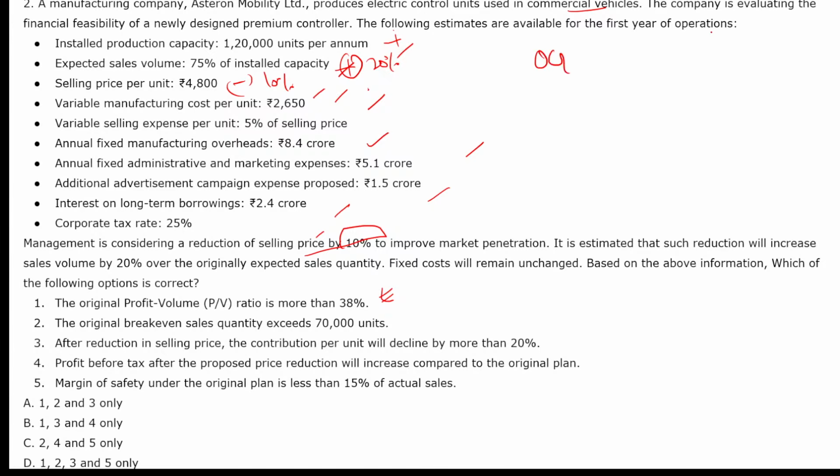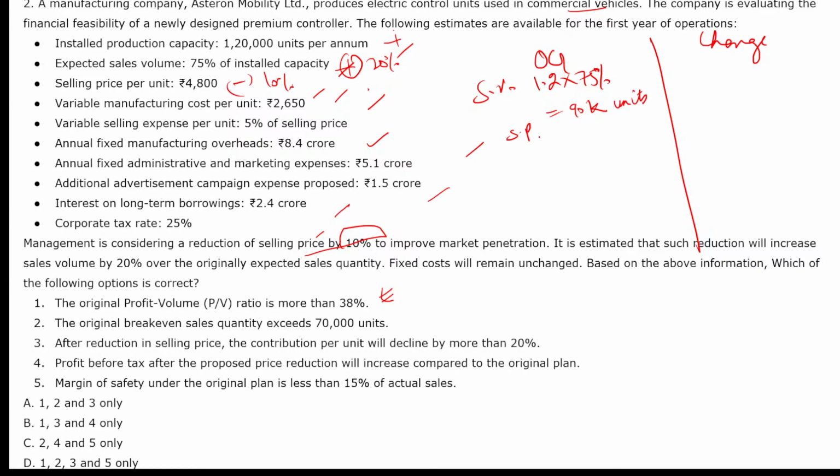Let's say original and changed. So sales volume is 1.2 times 75%, which is how much? Which is 90,000 units, right? Okay. Now 90,000 units will be sold.